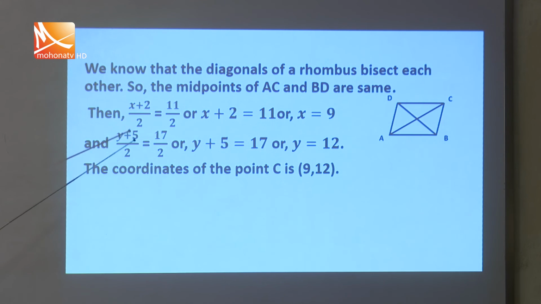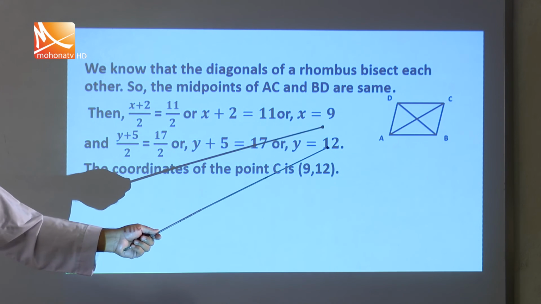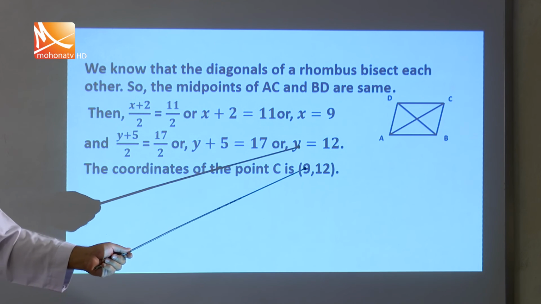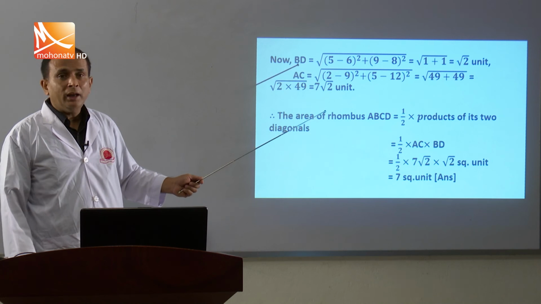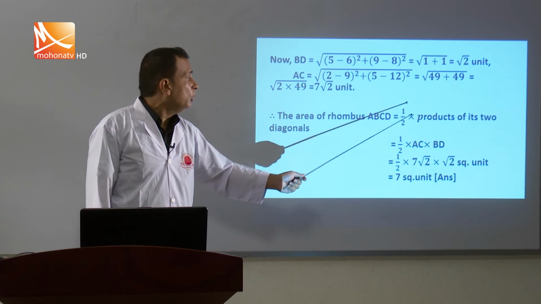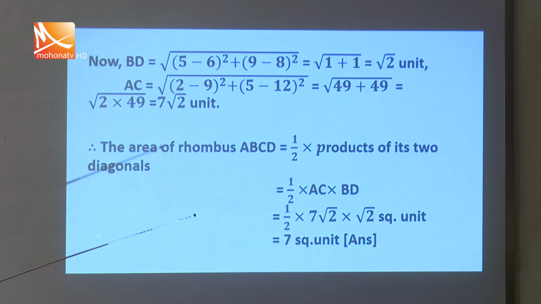And then (y + 5)/2 equals 17/2. So it will be y + 5 equals 17, or y equals 12. So the coordinates of the point C is (9, 12). Now we are going to find the area of the rhombus. What is the formula of the area of the rhombus? The area of the rhombus ABCD equals half into the product of the two diagonals, that is half into AC into BD. So we are going to find the values of AC and BD.